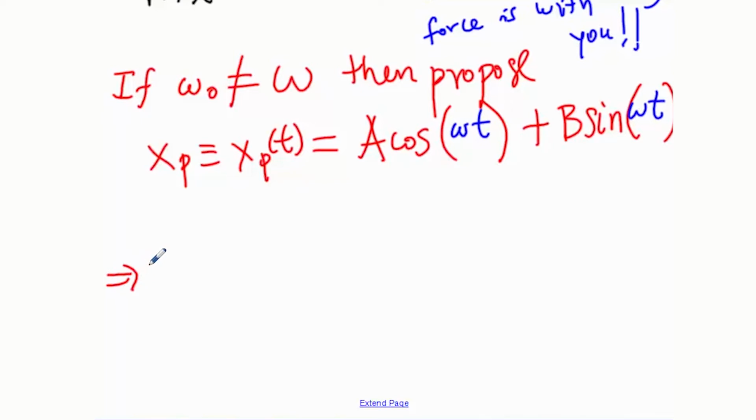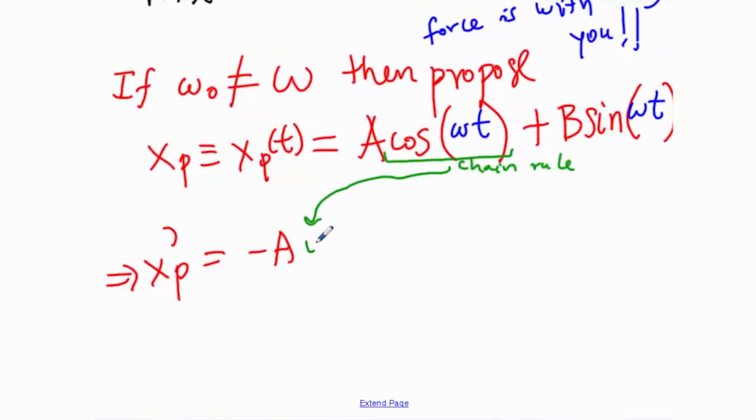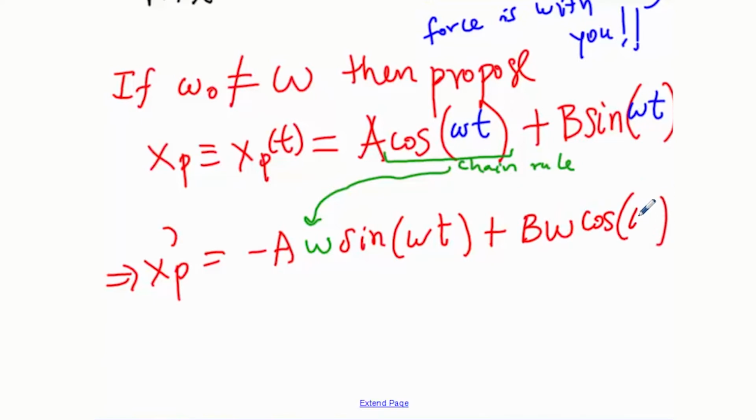xp. So this would imply that the first derivative of xp, xp prime, is something that looks like minus a. Here you have to remember that this requires using the chain rule, all the way chain rule. That chain rule is going to cause a constant omega to appear here, and then we will write the derivative of cosine, which of course is sine, of omega t. And consistently, we'll write here b times omega times cosine of omega t. That would be the first derivative.